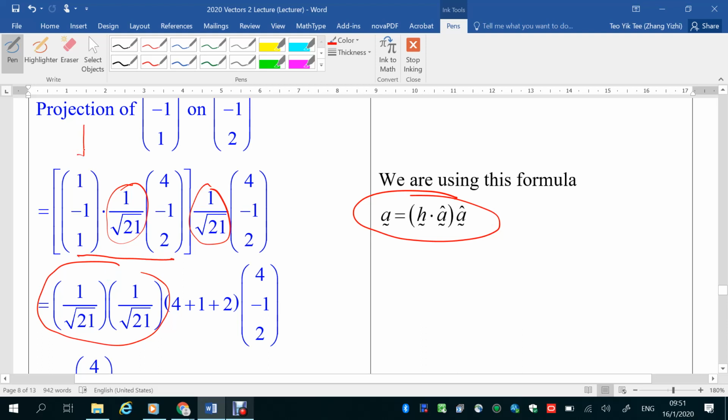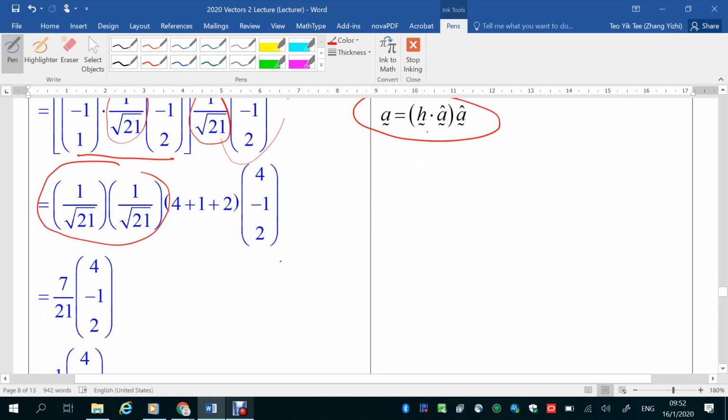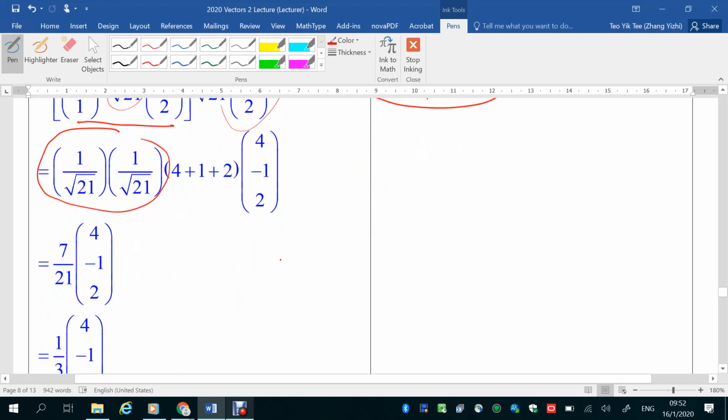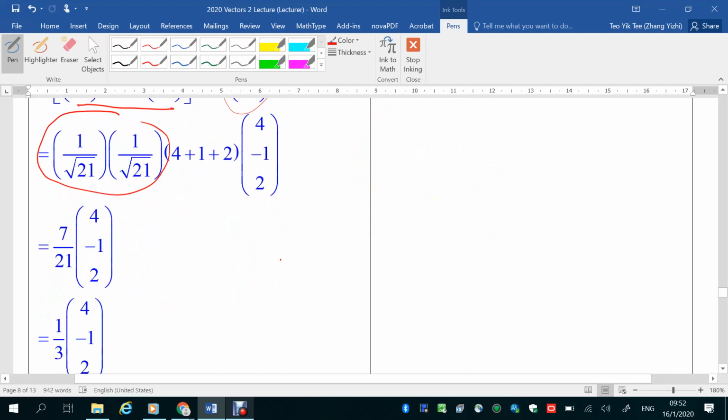This 1, minus 1, 1 dot with 4, minus 1, 2. Multiply to 4, 1, 2. This is a multiplication process, not a dot process. So this is the dot process, that is the multiplication process. Then eventually you end up with this as your vector. Simplify, and you have your numerical projection of a vector onto another vector.